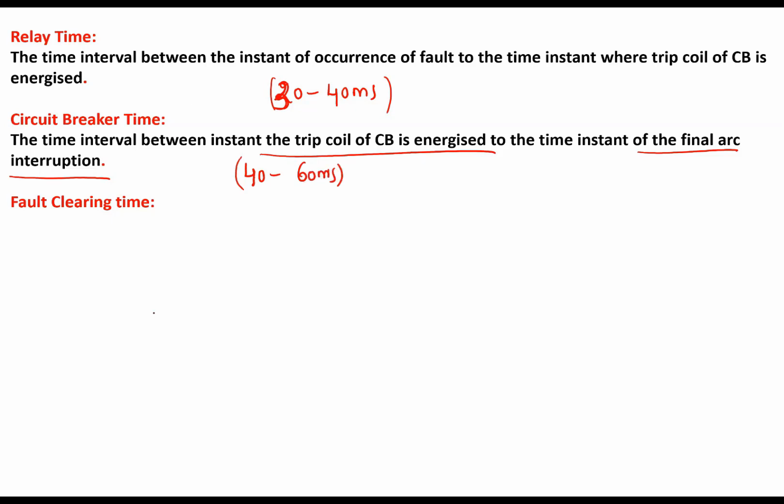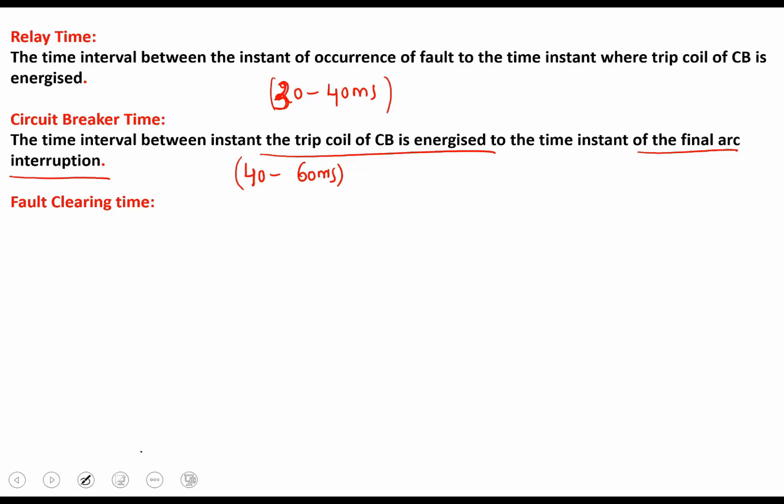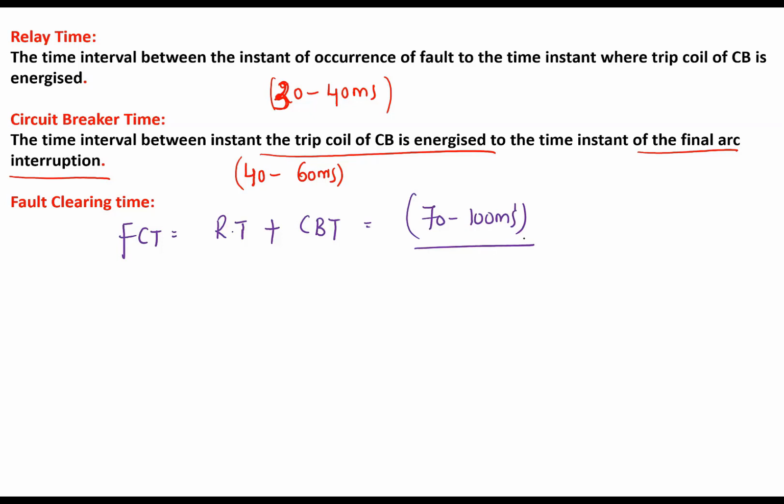Okay. So fault clearing time is the time interval from the occurrence of the fault to the complete clearing of the fault. Fault clearing time is the sum of relay time plus circuit breaker time. So usually it will be in the range of 70 to 100 milliseconds for high voltage applications.